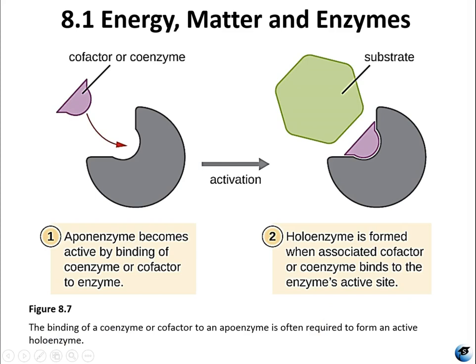So figure 8.7 shows an apoenzyme that becomes active by binding of a cofactor ion or a coenzyme molecule. This gray guy right here, all by himself, is an apoenzyme. He doesn't have a cofactor, he doesn't have a coenzyme. Once a cofactor or a coenzyme binds to this apoenzyme, then that becomes a holoenzyme, and then a substrate can bind to it. Just remember, apo means it doesn't have cofactors or coenzymes. Holo means that it does.